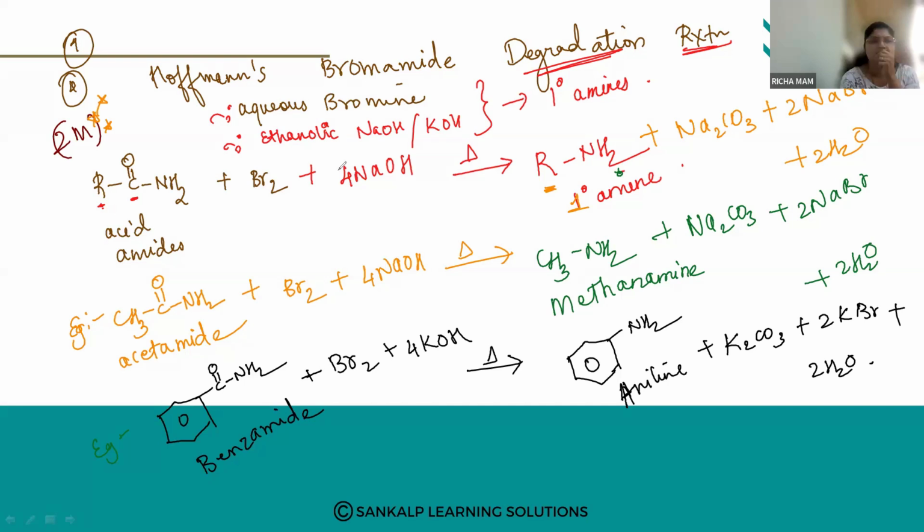Clear? Hofmann bromamide degradation reaction, is it clear? So we have taken two examples. One was an aliphatic amide and another was an aromatic amide. Are both the reactions clear? So is it clear? Hofmann bromamide degradation reaction. Okay. So let us go for the next one.